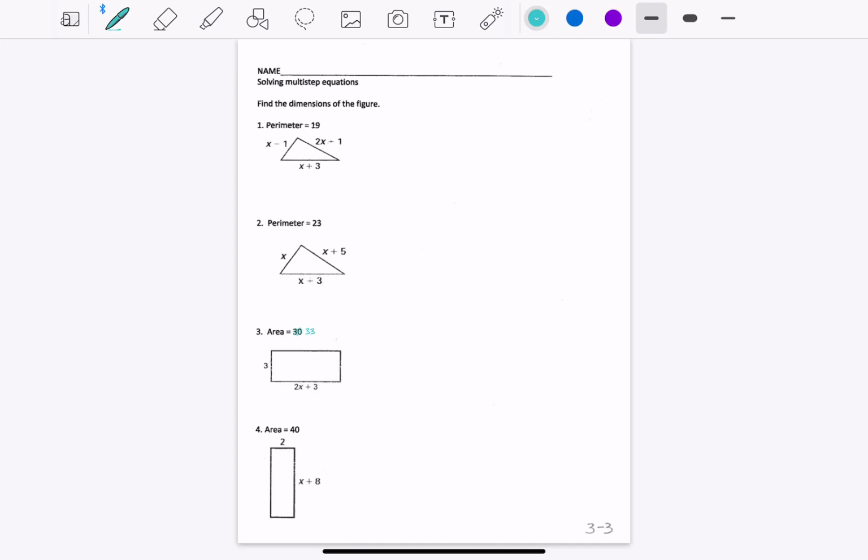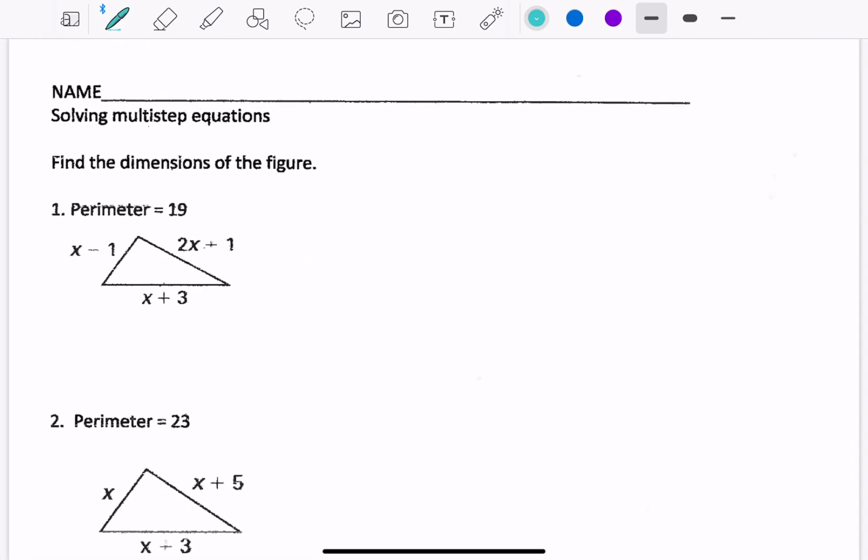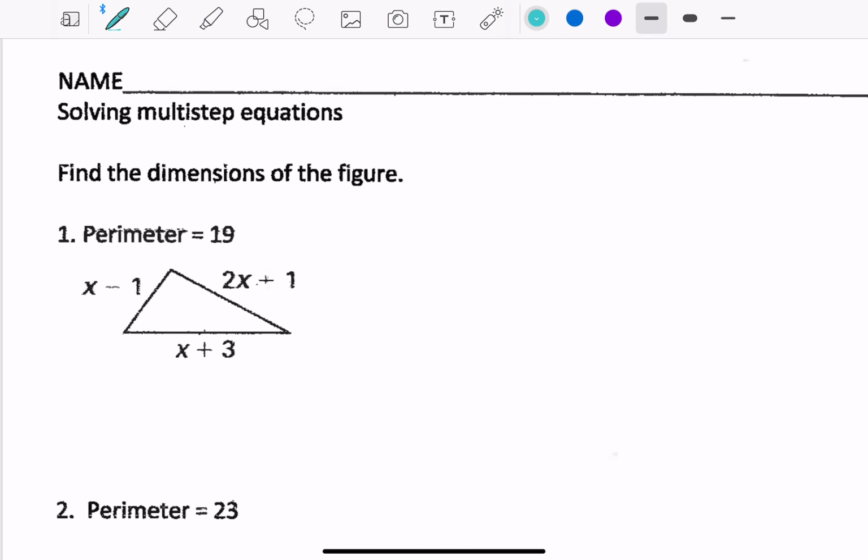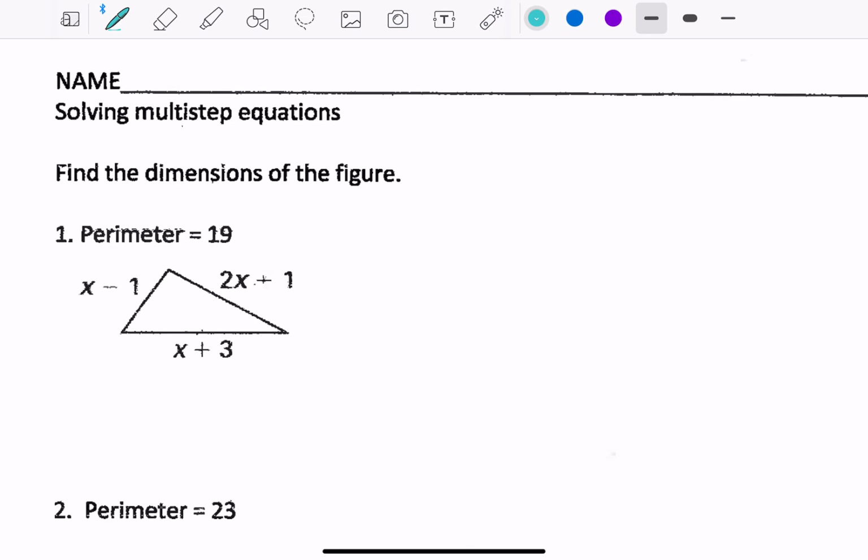Okay, so for this set of notes, we're on page 3.3 in the notebook for Unit 3, and we're going to use what we know about solving multi-step equations to find some dimensions of some figures.